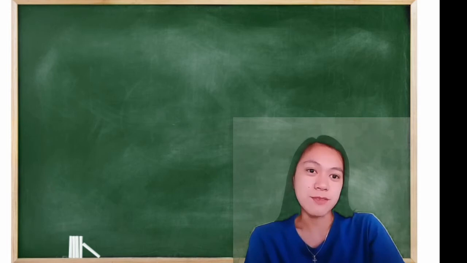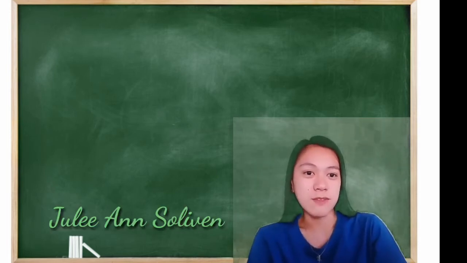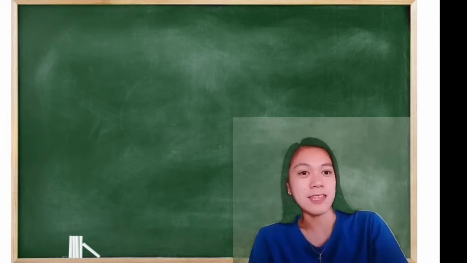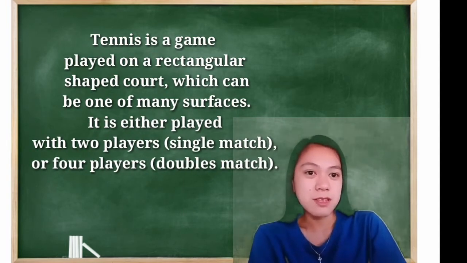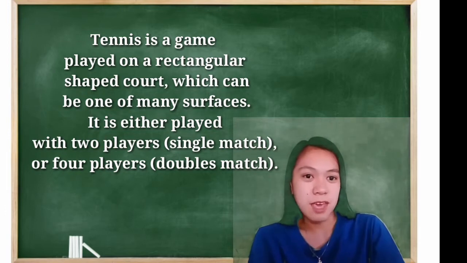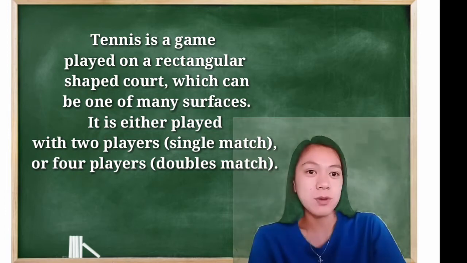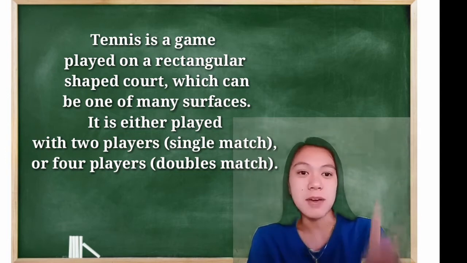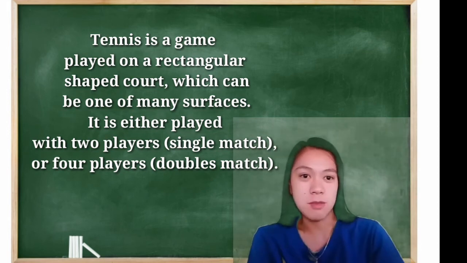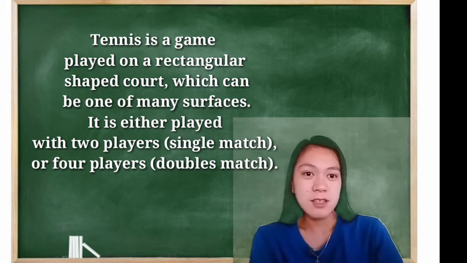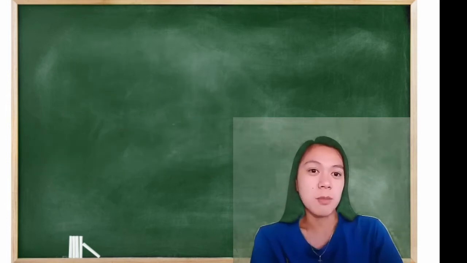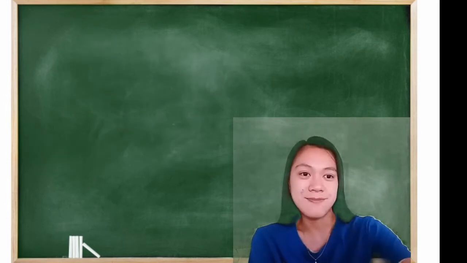Good afternoon, everyone. My name is Julie Ann Sullivan, and I'm going to discuss how many players need to play tennis. We all know that a player is someone who takes part in a game, and tennis is played on a rectangular-shaped court. It is played with two players in a singles match and four players in a doubles match. Players stand on opposite sides of a net and use a racket to hit the ball back and forth to each other.